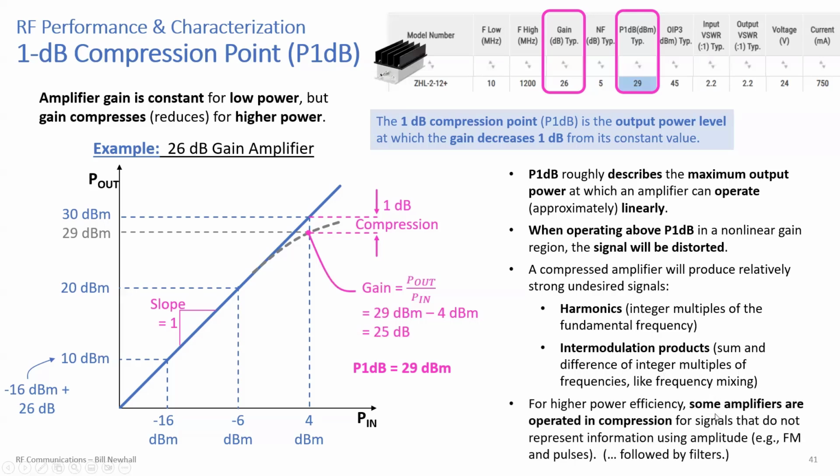For higher power efficiency, there's an exception. If you are transmitting or working with a waveform where you don't care if the amplitude is distorted, some amplifiers actually are operated in compression for these signals, where you're not representing information with the amplitude. You might be using frequency or phase, and for some pulse amplifiers. Usually you'd follow those amplifiers by filters to remove any undesired products in frequency. But some amplifiers, in order to get higher efficiency, are operated in compression or past this 1 dB compression point.